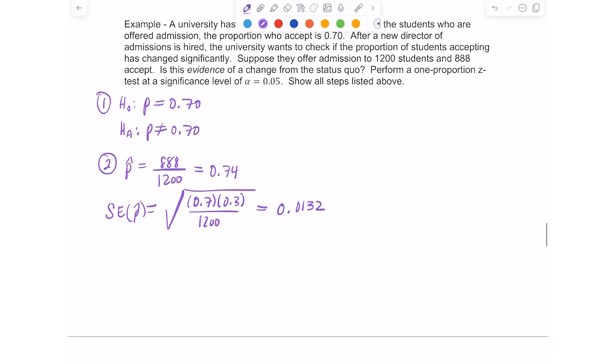I want to find the z-score. So where is this 0.74 going to fall on the normal model? So I'm going to subtract the mean: I'm going to take my value, my p hat, minus my mean, divided by the standard error. And when you do that, you get 3.03.